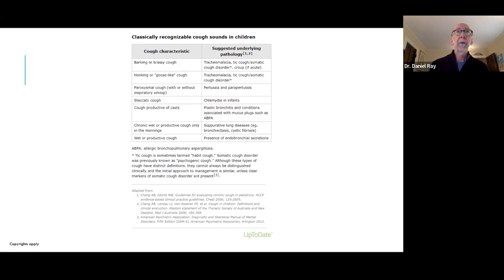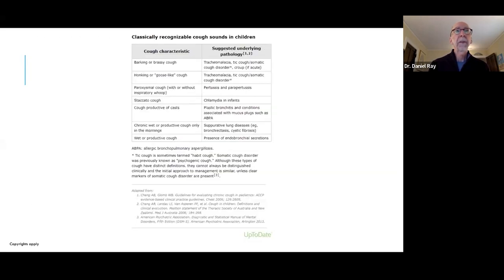Paroxysms of cough, of course, you think of pertussis. And as a bonus, if they have an inspiratory whoop, then you probably feel much more confident about the diagnosis. I didn't know about this, but apparently staccato cough in infants is associated with chlamydial infection. And then the suppurative-sounding coughs, the wet coughs, particularly in the morning, I think about bronchiectasis, cystic fibrosis, or infection.